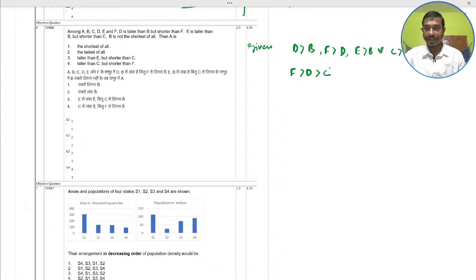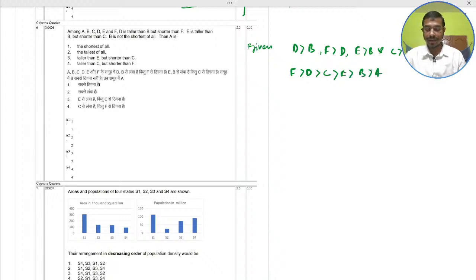Solution: among A, B, C, D, E, F, the given data is D greater than B, F greater than D, E greater than B, and C greater than E. From the given conditions, we can remark that F is greater than D, greater than C, greater than E, greater than B, greater than A.